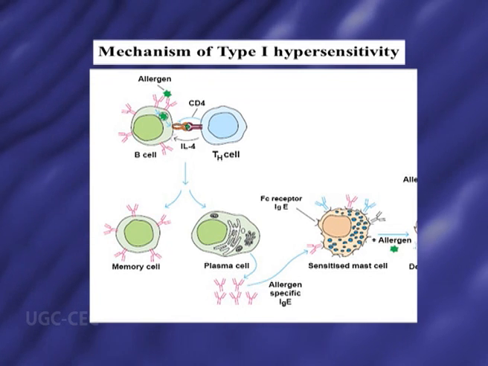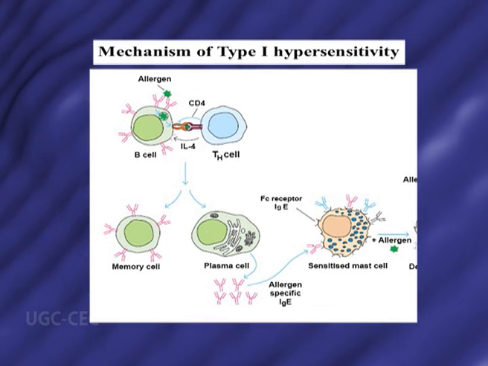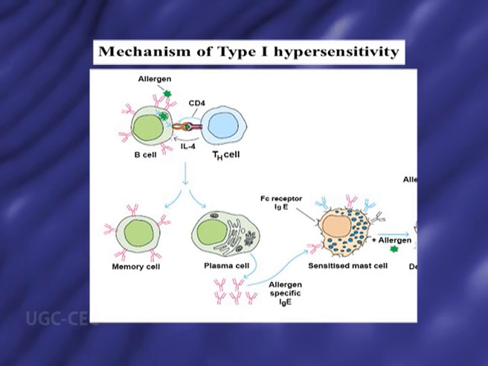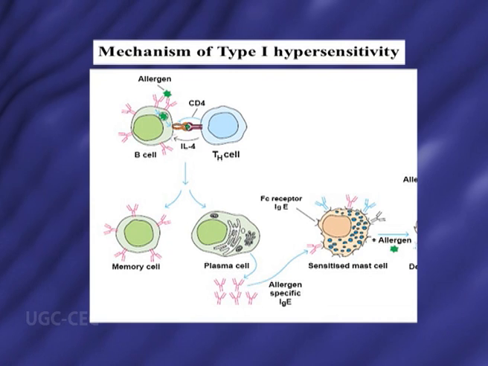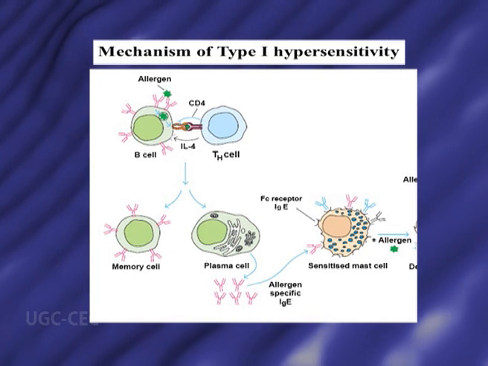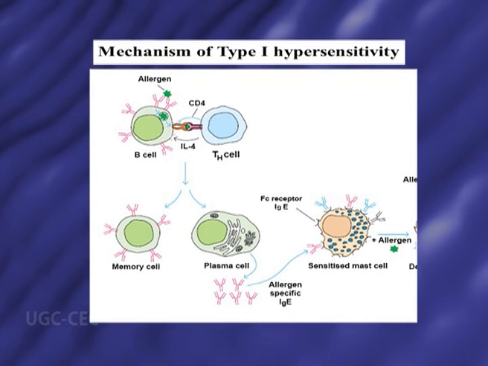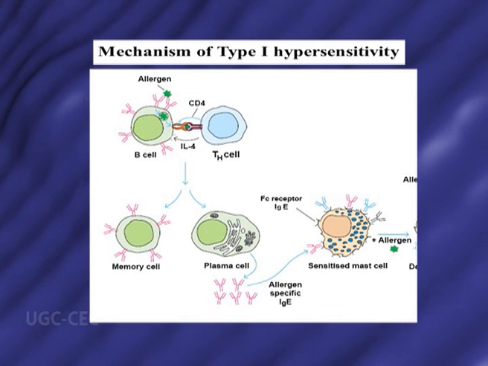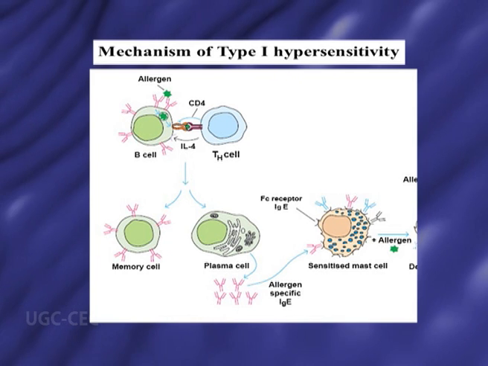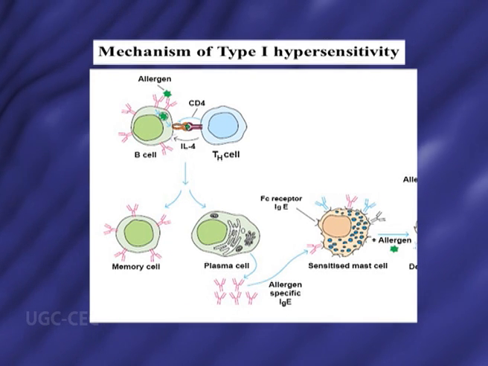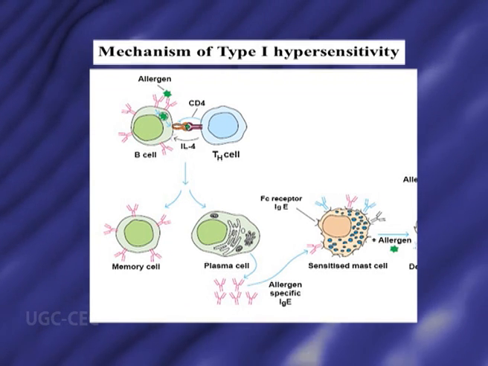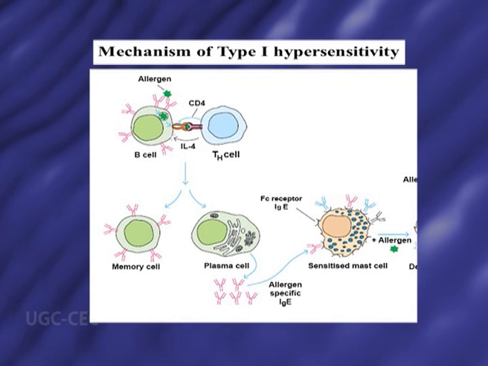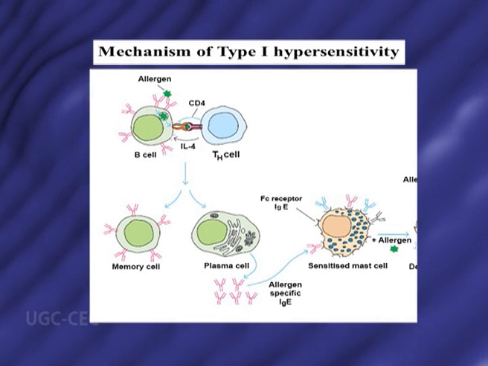Now, if the same allergen enters the system, then that allergen readily binds to the antigen binding site of the IgE molecule bound to the mast cell or basophil. A mast cell or basophil with a bound IgE molecule is called a sensitized mast cell or sensitized basophil. So the next time an allergen enters, it readily binds to the sensitized mast cell or basophil.